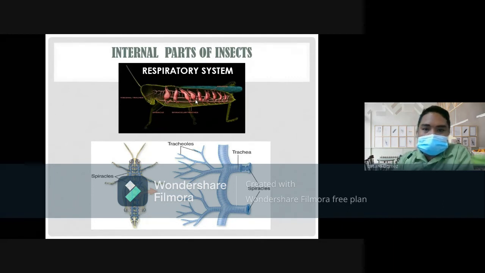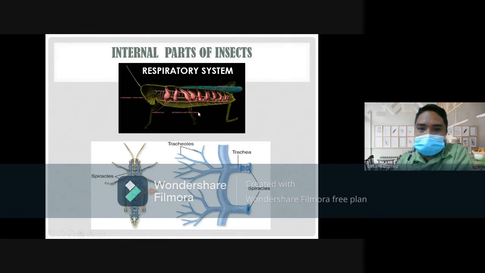Insect respiratory system. Insects take in their breath through their spiracles, the small openings on insects. Through the spiracles, oxygen is distributed all throughout the systems of an insect. These are what they call the air sacs of an insect.